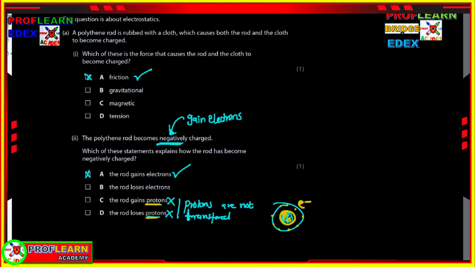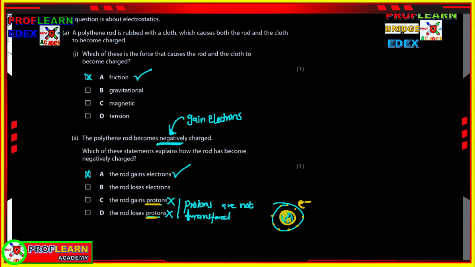There is another question here. So we are told about electrostatics. A polythene rod is rubbed with cloth, which causes both the rod and the cloth to become charged. Remember, materials are charged by friction. When you rub one material on another material, electrons will be transferred. Those materials which gain electrons become negatively charged, and those materials which lose electrons become positively charged.